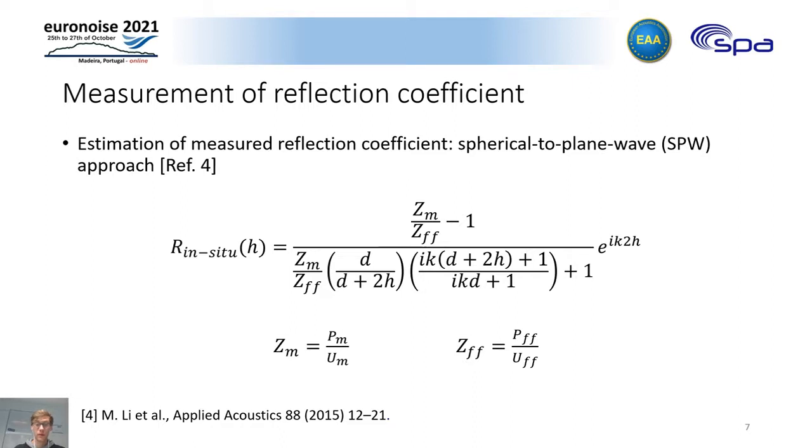With those two impedances and the knowledge of the probe-to-sample distance and the probe-to-source distance, it's rather straightforward to estimate the reflection coefficient using a pseudo plane wave approach. It's called the spherical-to-plane wave approach, actually. We assume that the reflection on the panel is specular, but that there's still some spherical decay that is taken into account in this equation.